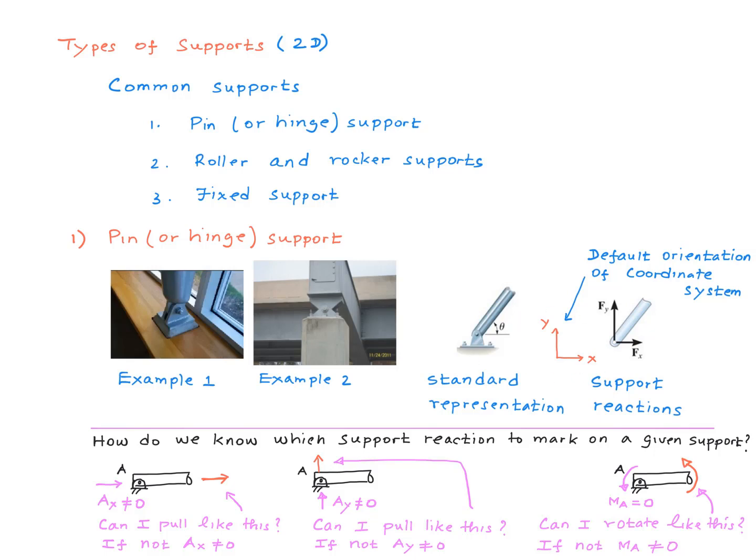The first type we are considering here is like a door hinge. You could rotate the structural element freely at that support, and therefore moment is 0. That's why I did not mark any moment over here. But on a fixed support, the moment is not 0. I will come to that in a second.